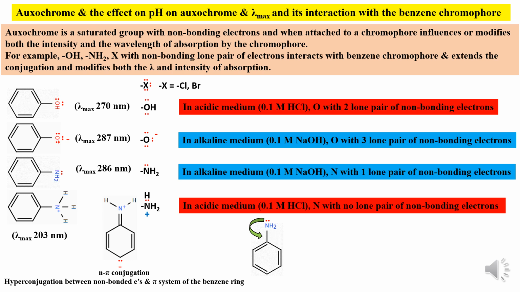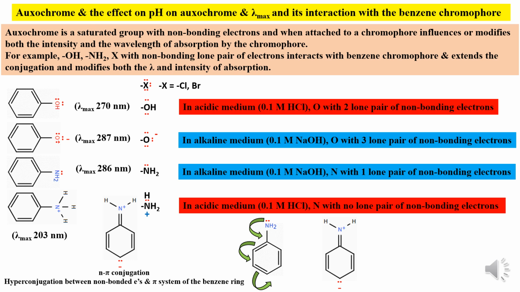Now the lone pair of electrons on the nitrogen atom is getting delocalized into the ring by resonance. As a result, you can see there is extension of conjugation, and this extension of conjugation shifts the lambda max. And under acidic condition, when the amino group is protonated, you can see there is a drastic fall in the lambda max from 286 nanometers to 203 nanometers.